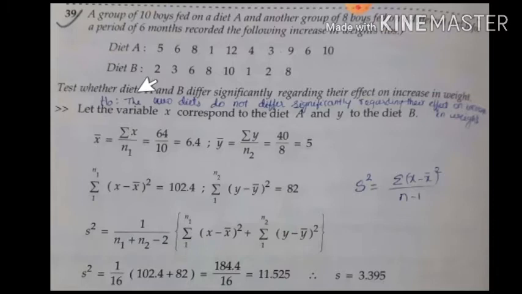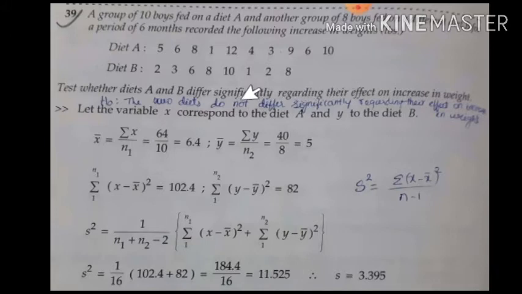What do we have to write in the null hypothesis? What they asked you to test, you write the opposite of that. It means the two diets A and B do not differ significantly regarding their effect on increase in weight. In the question they asked you to test whether it is going to differ, so we should write that they do not differ.